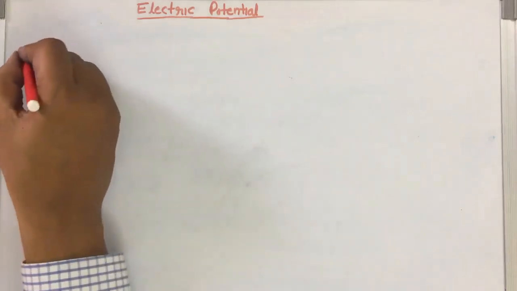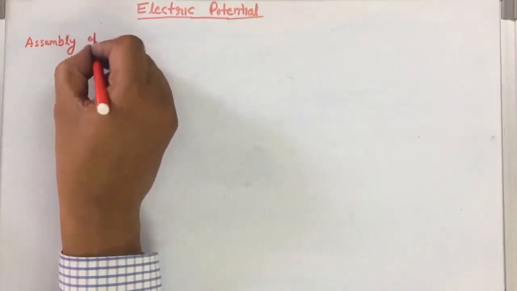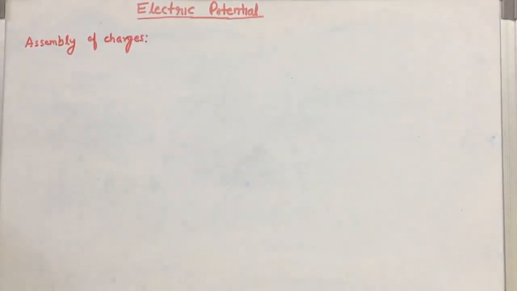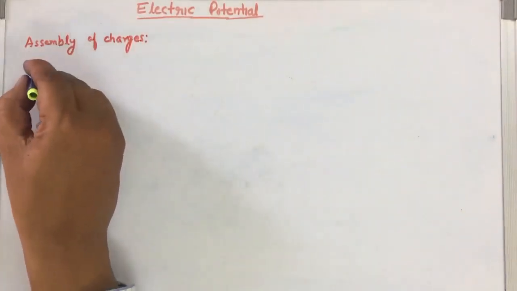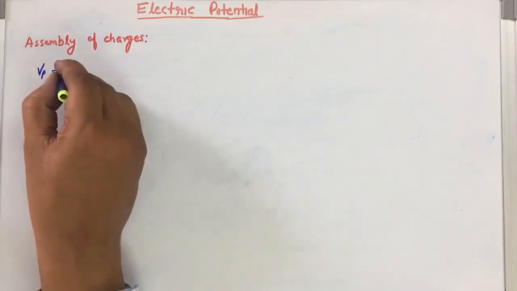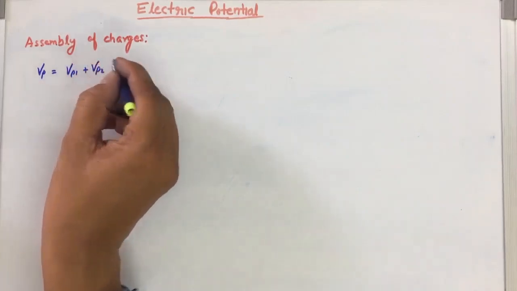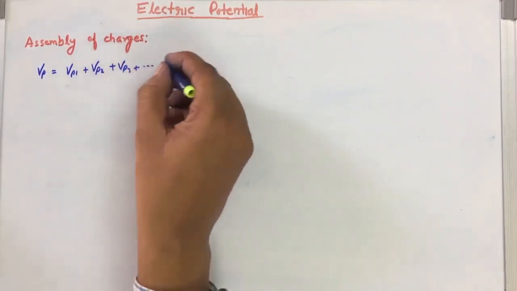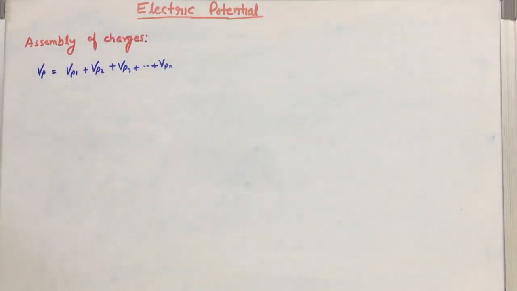Now let us consider assembly of charges. Since potential is a scalar quantity and follows the superposition principle, on the basis of that we can say Vp will be equal to Vp1 plus Vp2 plus Vp3 and so on up to Vpn, if we have an assembly of charges.